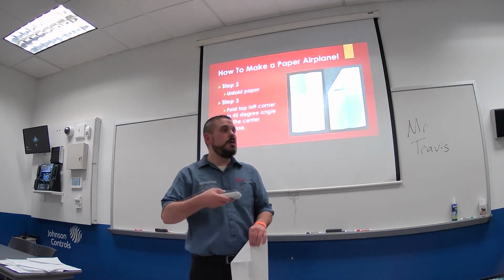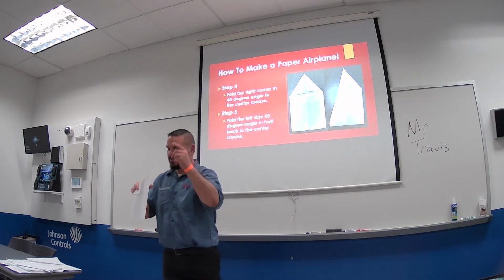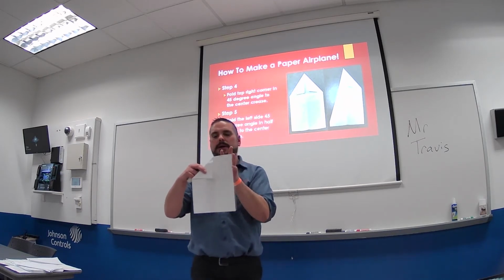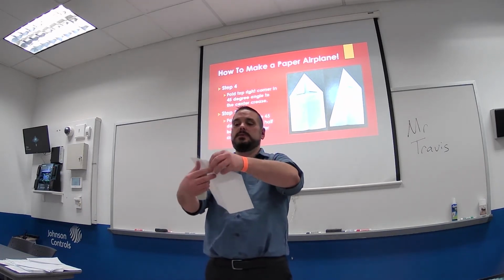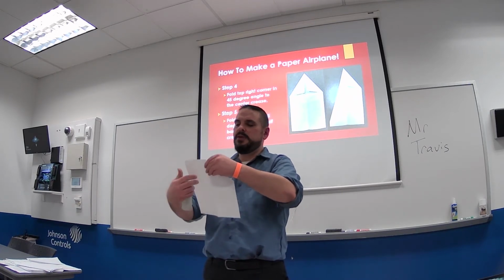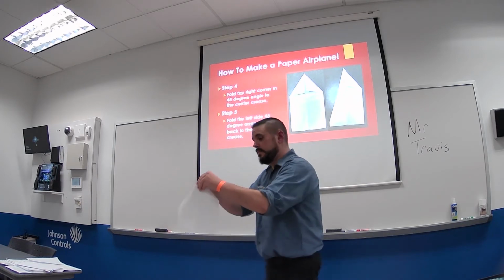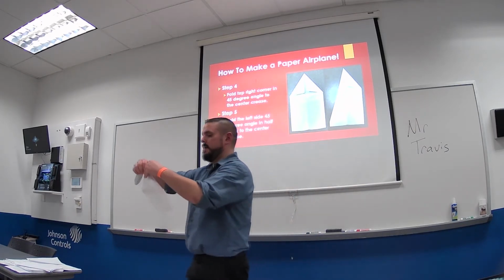Then, step 4, this is crazy. We're going to do the same thing, but to the other side, right? So we did it to the left side. Now we're going to do it to the right side. So we're going to take it, and we're going to fold it. Once again, 45-degree angle, right dead to the center line. So, like that, crease it.